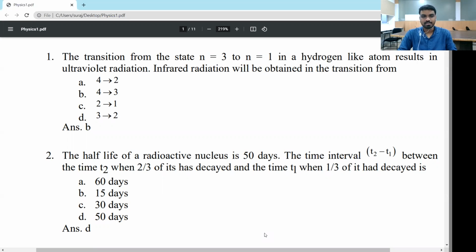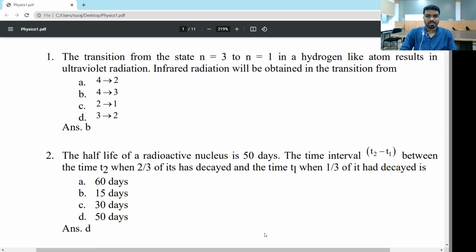AIMTS paper, date 27th. So what is given here? Coming to the first question: the transition from the state n equal to 3 to n equal to 1 in a hydrogen-like atom results in ultraviolet radiation. Infrared radiation will be obtained in the transition from.